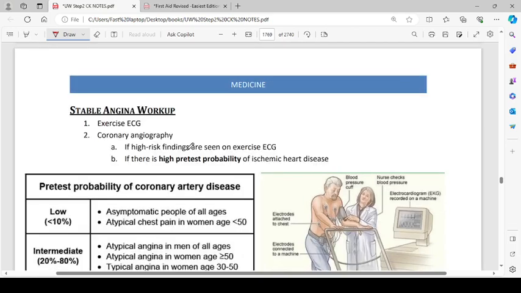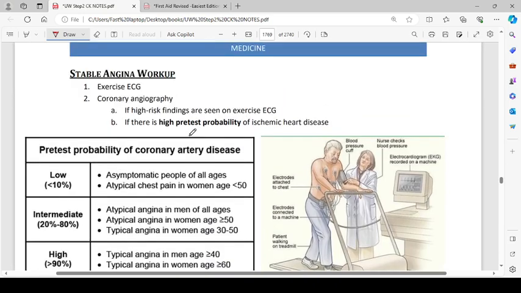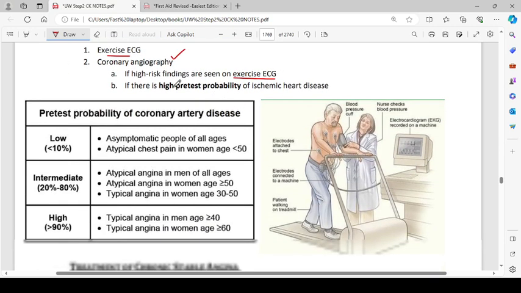Stable angina workup. For stable angina, I hope that now they will tell us what the MONA C base stands for. Okay, for stable angina, firstly do the exercise ECG and then perform coronary angiography if high risk findings are seen on exercise ECG, or if there is a high pretest probability of ischemic heart disease. We have seen this table. Okay, I'm not reading this again.